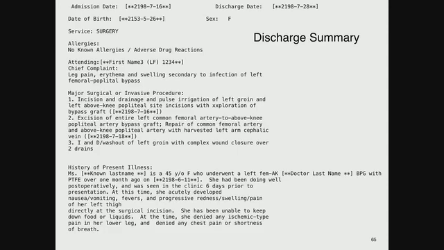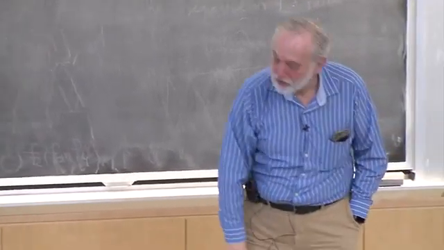She had been doing well postoperatively and was seen in the clinic 6 days prior to presentation. At this time, she acutely developed nausea, vomiting, fevers, and progressive redness, swelling, and pain of her left thigh, etc. Okay, so that's just page one of many pages.